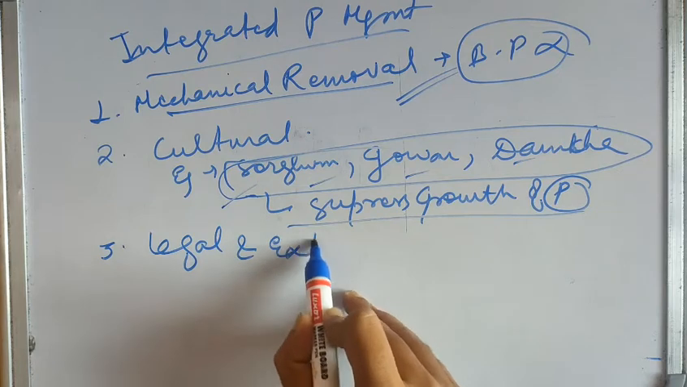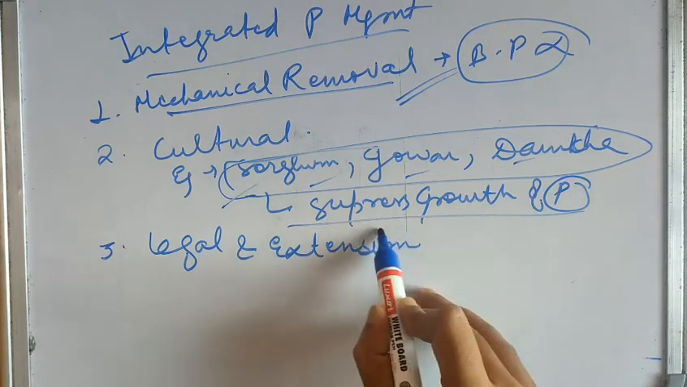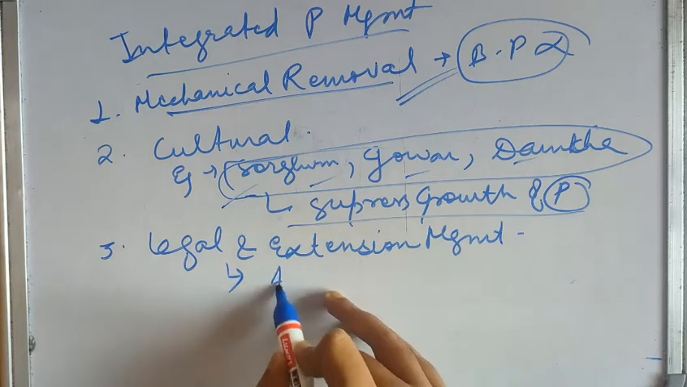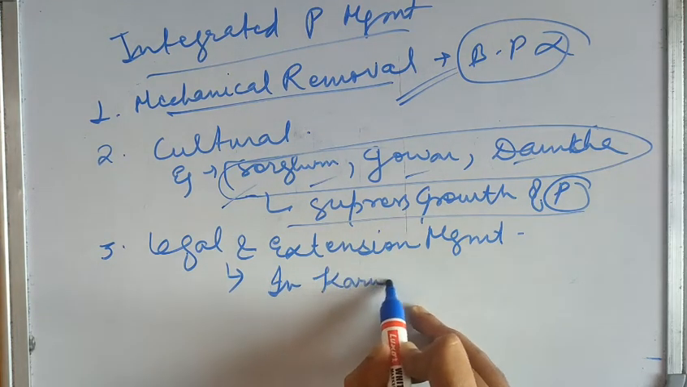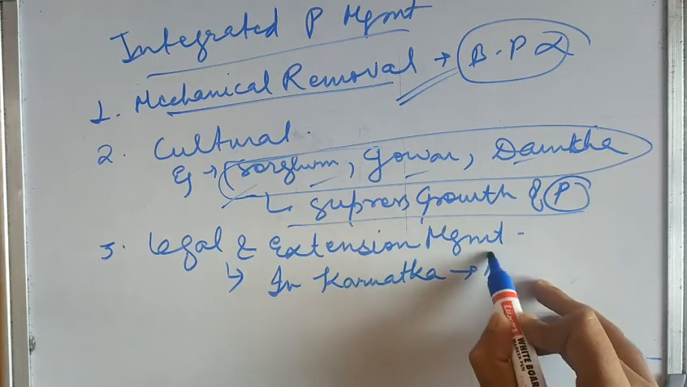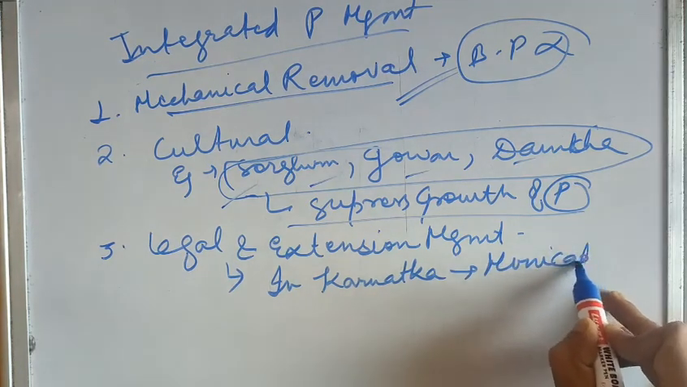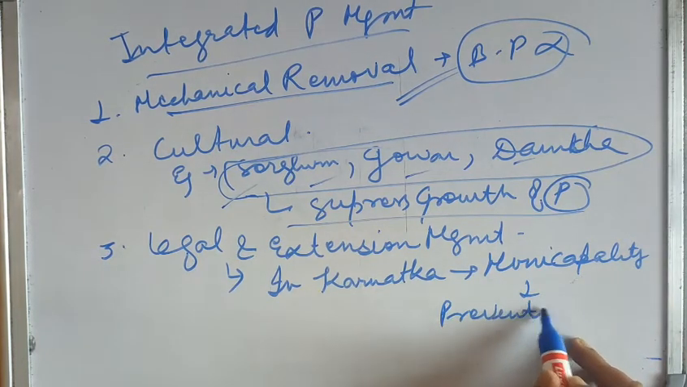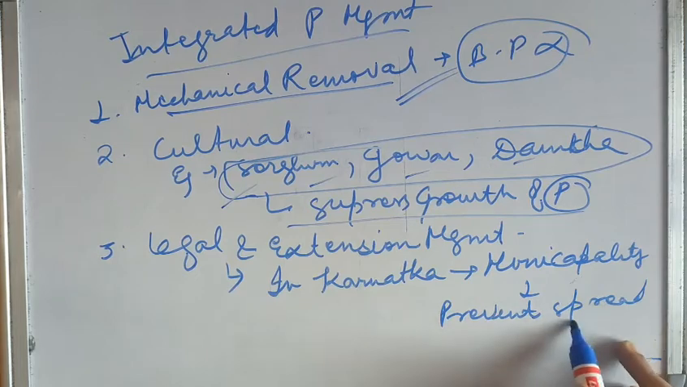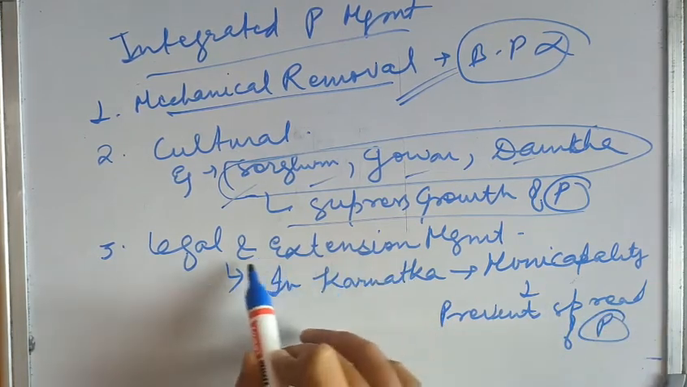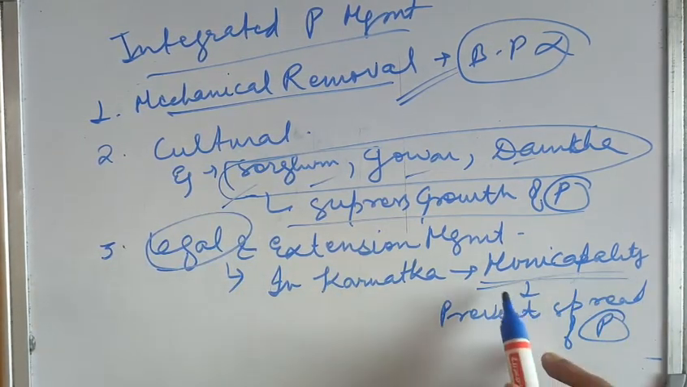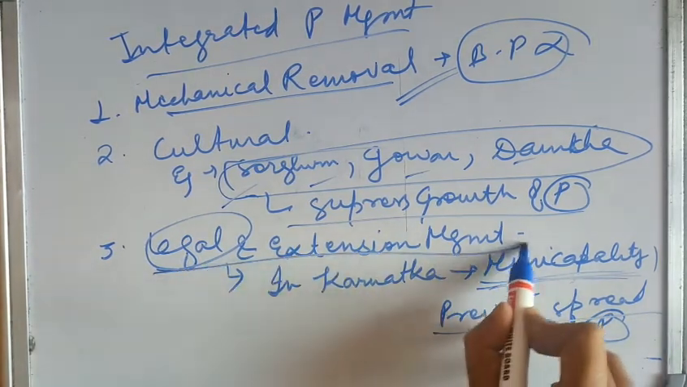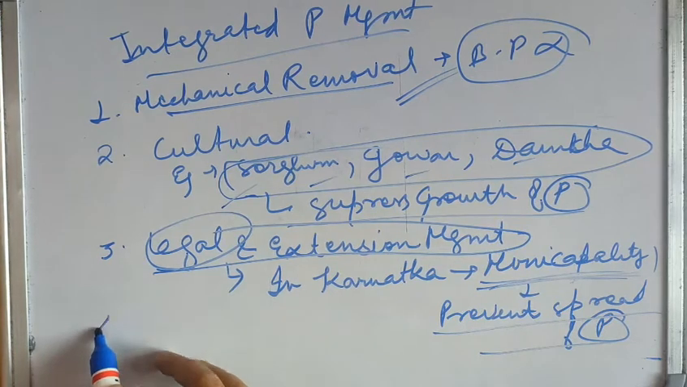Legal and extension management. In Karnataka, municipalities prevent spread of Parthenium. It is the legal duty of municipalities to prevent the spread of Parthenium. So we can also use legal and extension management.